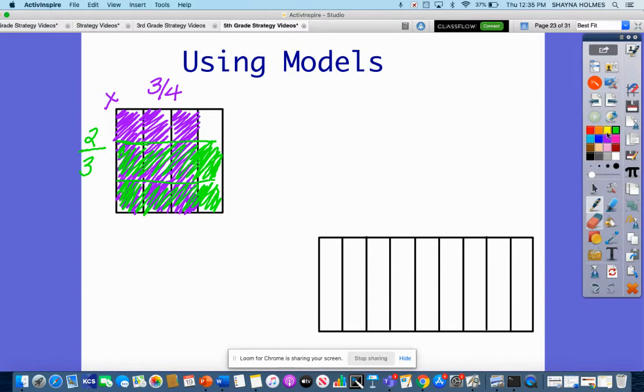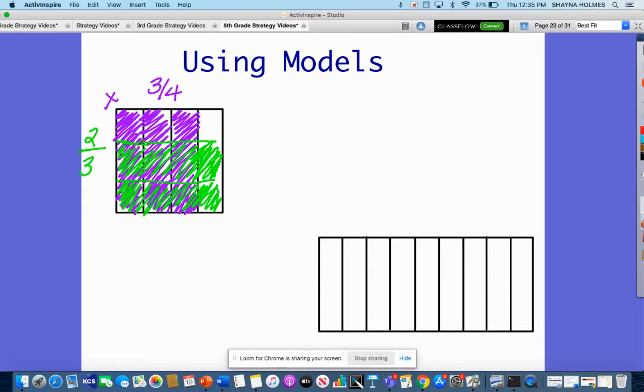Okay, now, in order to interpret this, I'm first going to look at the piece that is colored in both colors, that is shaded twice. You see how these 6 pieces right here are shaded with this purple or blue, whatever this is, and they're also shaded over with green. And that's 6 pieces. That is my numerator.